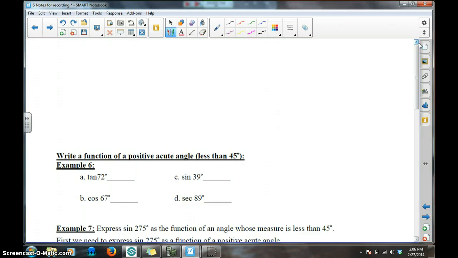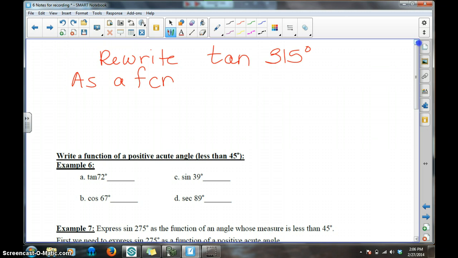I could have asked you to rewrite tan 315 as a function, I'm going to abbreviate here, of a positive acute angle. And if I asked you to do that, your job would have been to start by saying 315 is a 4th quadrant angle. In the 4th quadrant, tangent is negative, so you'd write a negative.